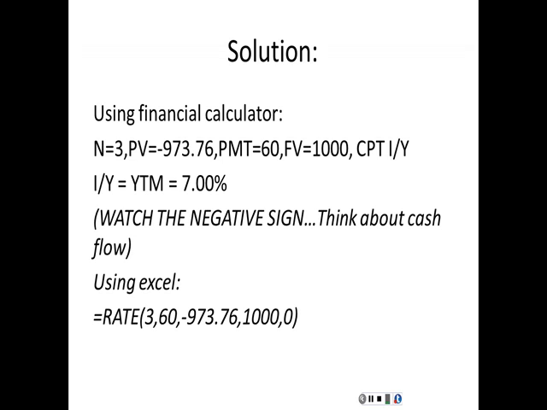I compute the yield to maturity. Now, payment's 60, because that's a 6% coupon, which gives you a $60 payment for the next 3 years. Face value is $1,000. I solve for yield to maturity, I get 7%. That means that if I buy the bond today at the current price, I will get a 7% annual return on this investment. See if you can verify this result.